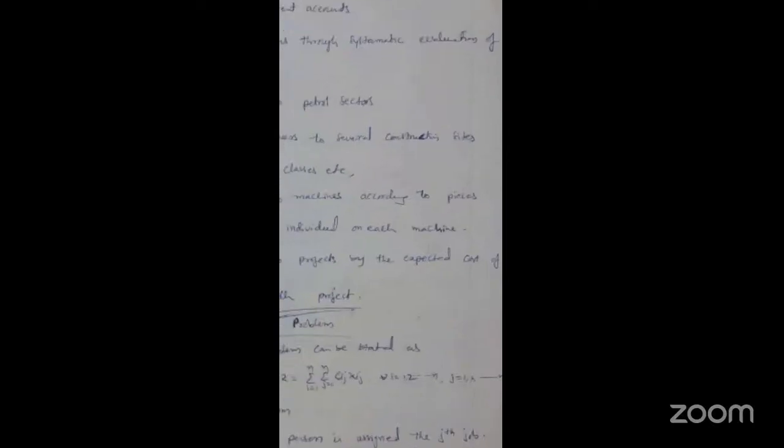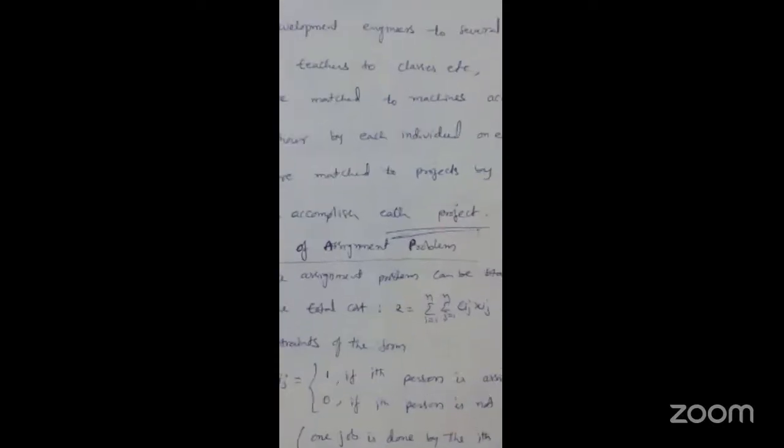according to pieces produced per hour by each individual on each machine, and teams are matched to projects by the expected cost of each team to accomplish each project. These are a few applications. If these questions come in your final exam, just write at least 4 to 5 applications among these 9.